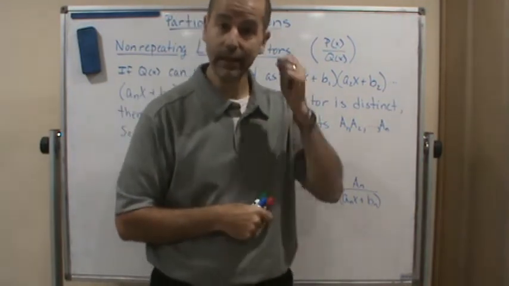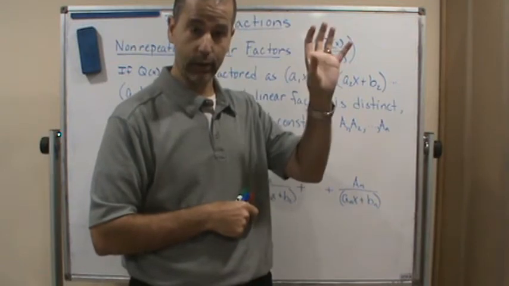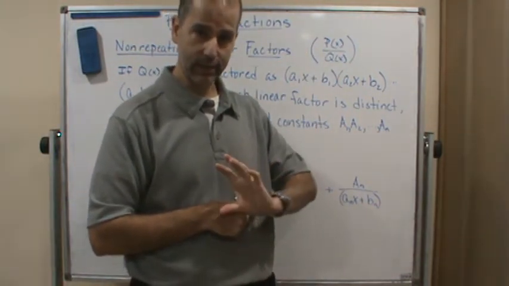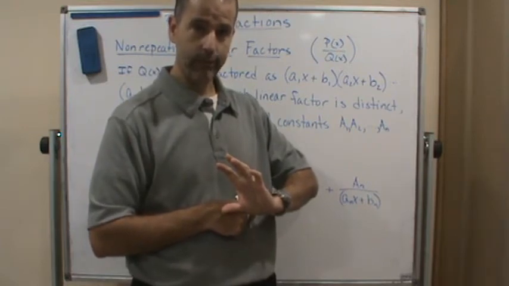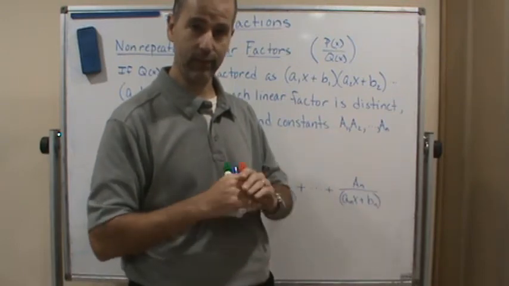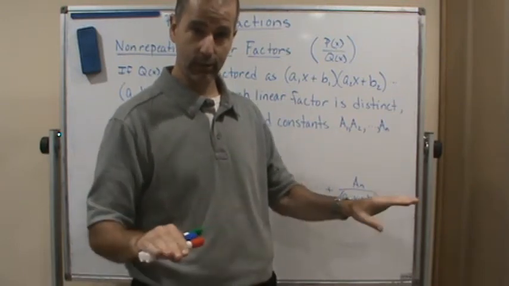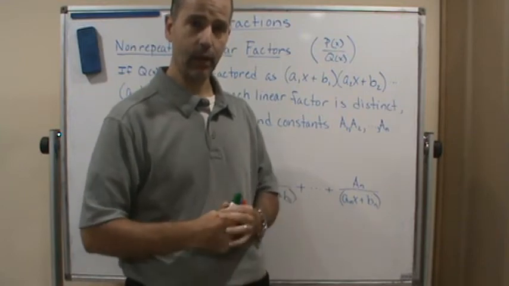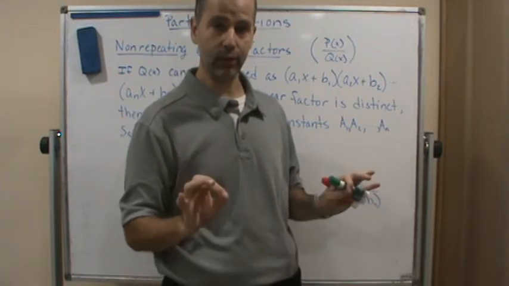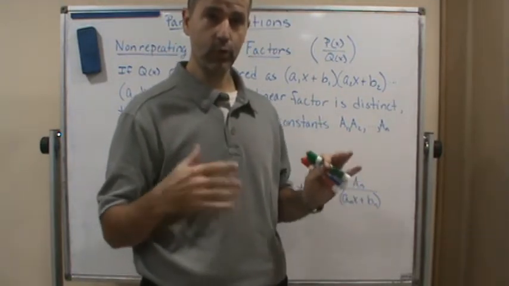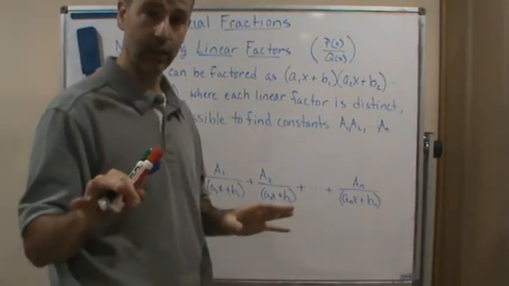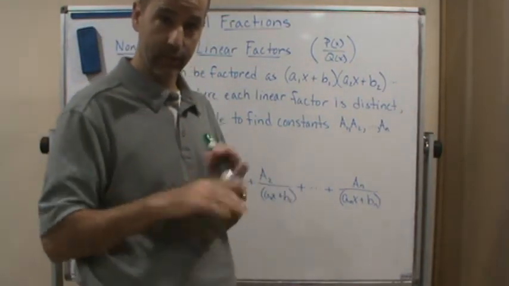Again, if the degree of the numerator is less than the degree of the denominator, then the next step is factoring the denominator. That's the key: we first have to find the factorization of the denominator. So in this case, what if all of the factors of the denominator are linear factors? Let's start with that first. And non-repeating, so they're all distinct. So that's case one.